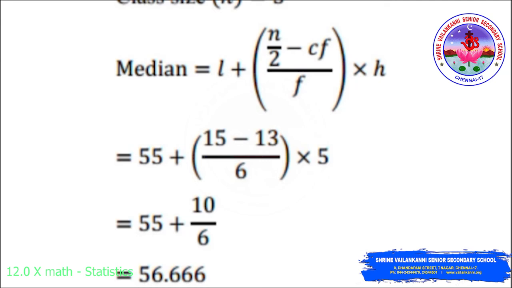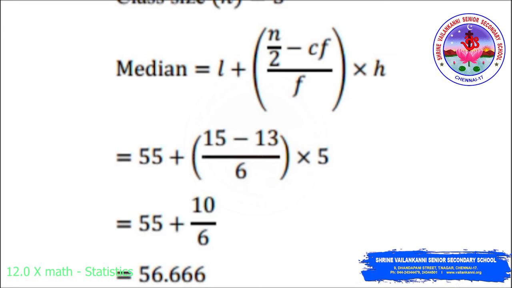Now coming to the formula for calculating the median, which is equal to L plus (n by 2 minus Cf) divided by F, into H, where n is the summation of F, n by 2 is 30 divided by 2, which is 15. L will be the lower limit of the median class. The cumulative frequency is 13. My frequency related to the median class will be 6. Class size is 5.